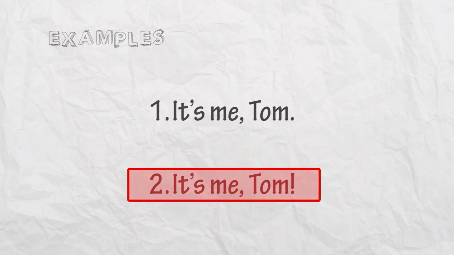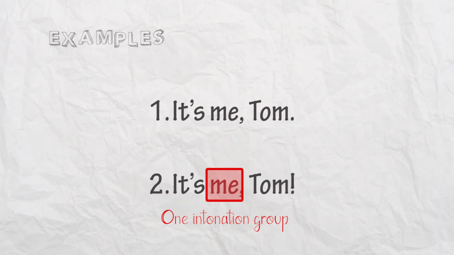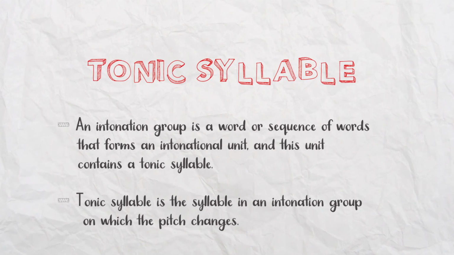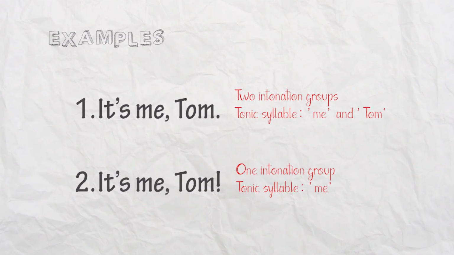In the second interpretation, the speaker is addressing someone called Tom. In this case, there is a single intonation group. The entire utterance is just one intonation group. And where is the tonic syllable? "Me." Listen again, in the second interpretation, "It's me, Tom." There is only one tonic syllable in every intonation group. In the first interpretation, because there are two intonation groups, you will have two tonic syllables.